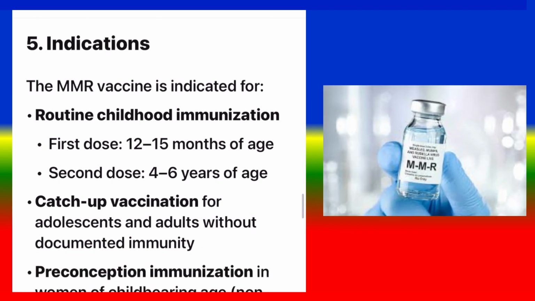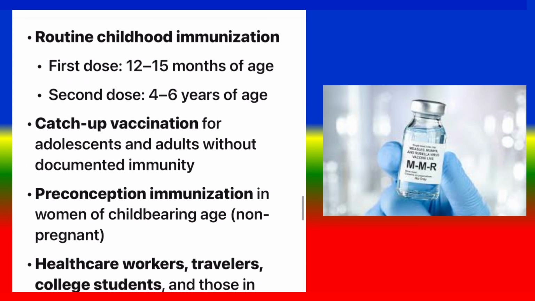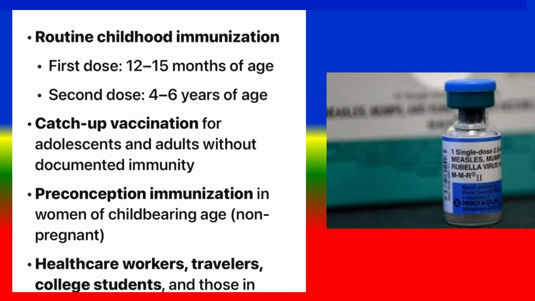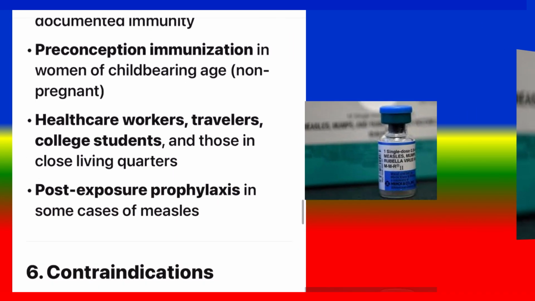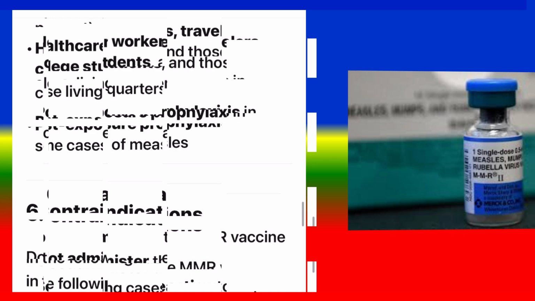The MMR vaccine is indicated for routine childhood immunization. First dose, 12 to 15 months of age. Second dose, 4 to 6 years of age. Catch-up vaccination for adolescents and adults without documented immunity. Preconception immunization in non-pregnant women of childbearing age, healthcare workers, travelers, college students, and those in close living quarters. Post-exposure prophylaxis in some cases of measles.